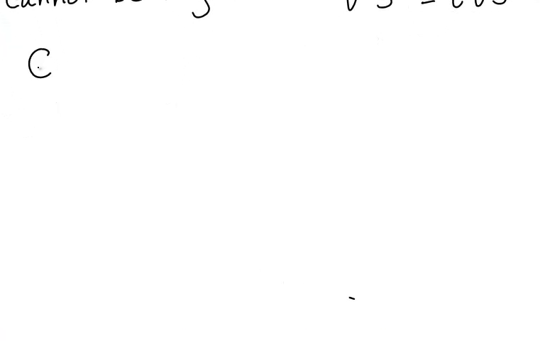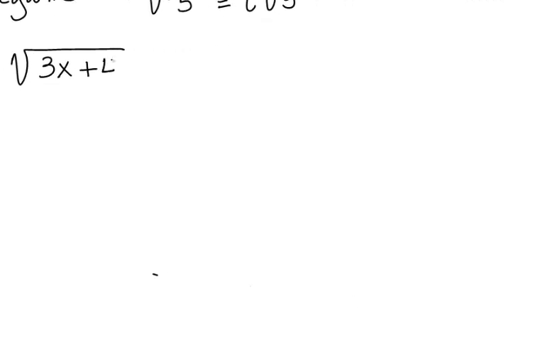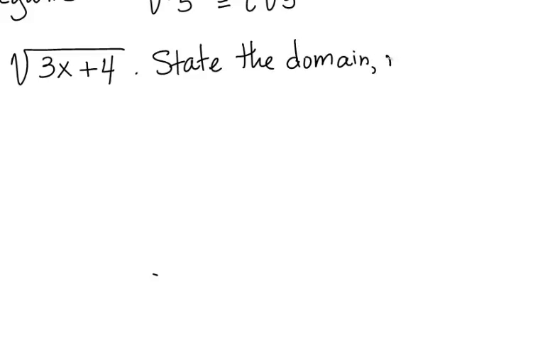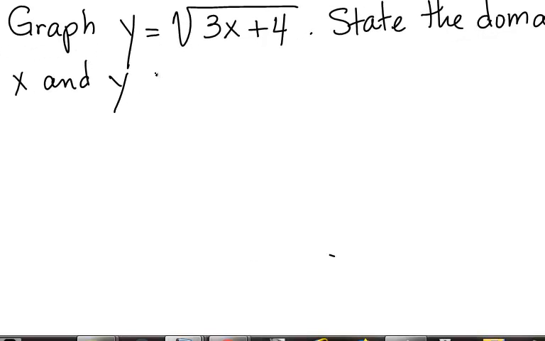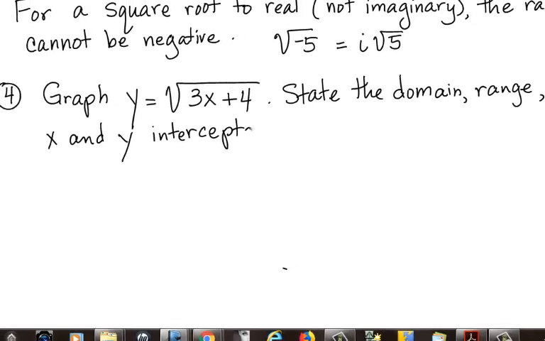They will say graph y equals the square root of 3x plus 4. And you have to pay attention, is that 4 underneath the radical or is it outside the radical? In this one it's underneath the radical. Graph it, and then they ask you to state the domain, range, and x and y intercepts. That's where it crosses the x and y axis, the x and y intercepts.